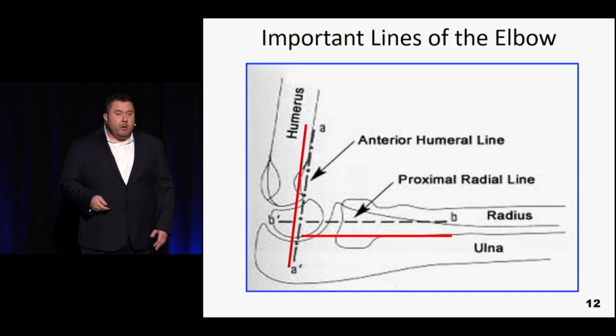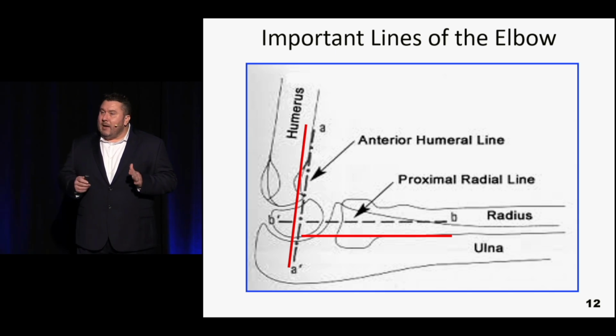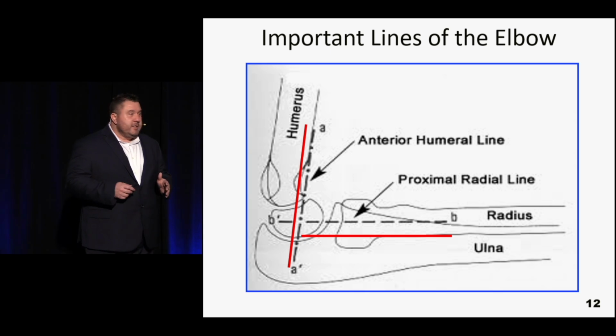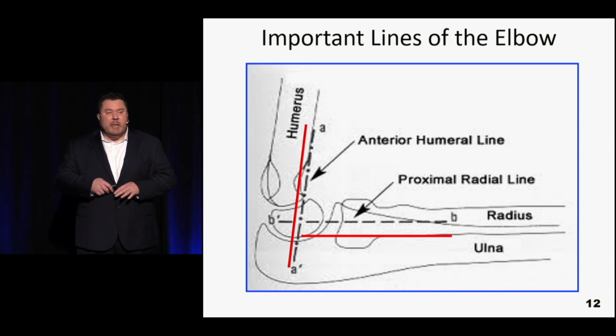And we can see here, if we line up this x-ray and we're looking at the anterior humeral line, it should go through the middle third of the capitellum. So this tells me I've got nice normal anatomy, nothing here has been displaced. So that really helps me look for those occult injuries.